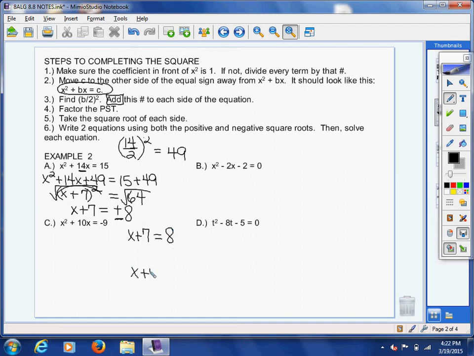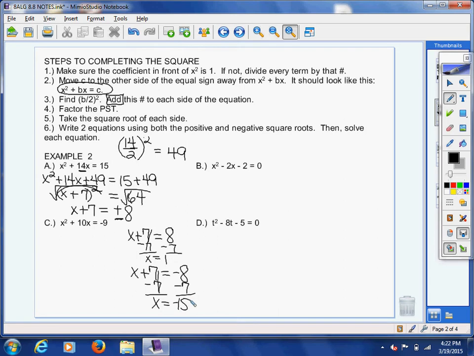And x plus 7 is also equal to negative 8. Okay? So what you're going to do is you're going to solve for x in each of them. We're looking for two answers. So we're going to take away 7. And we've got x is 1. And we'll take away 7. And x is negative 15.